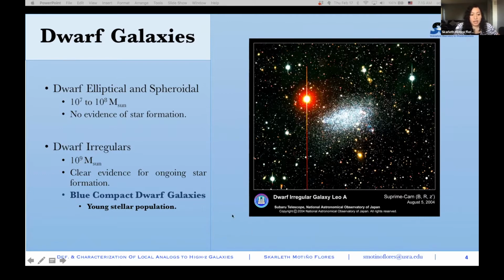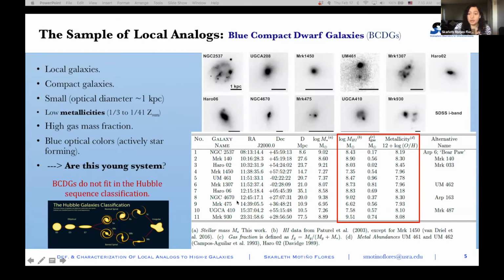And in our case, all the galaxies were blue compact dwarf galaxies, which have been the object of studies because they show high star formation rates. Like I mentioned, this is our sample. Only 11 galaxies out of the 129 galaxies that we compared gave the best fits. These are low metallicity galaxies.